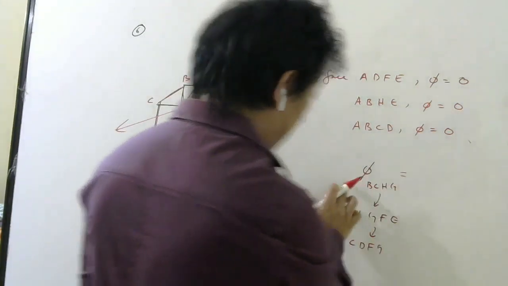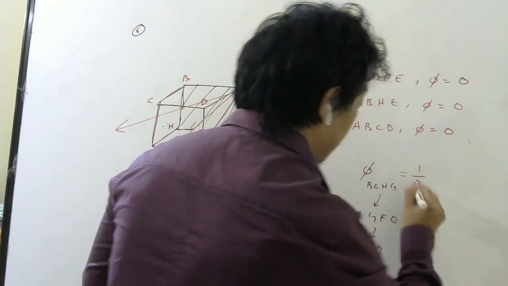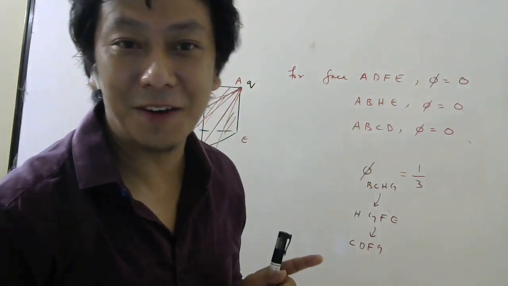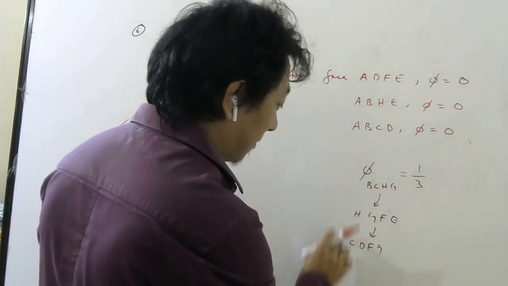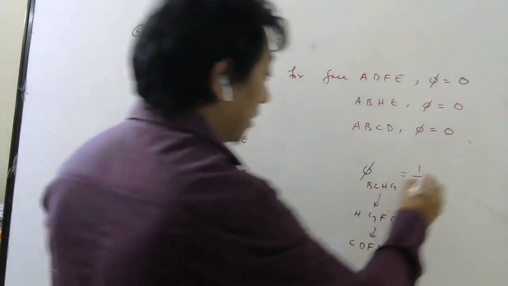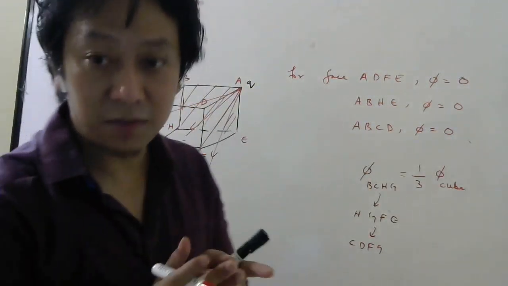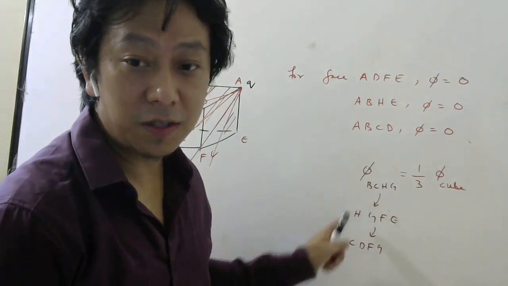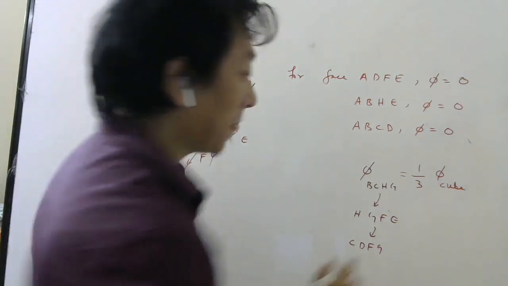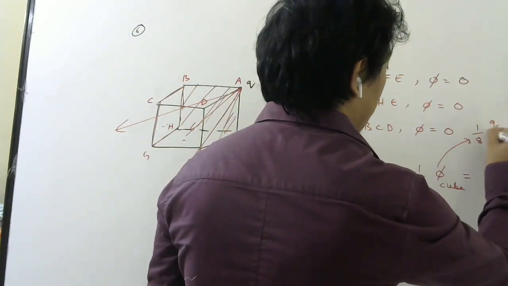Each one of them, since it is the same distance from this and this, so it will be 1/3, not 1/6, because these three faces are useless to calculate the flux. So flux through any face which is not having charge at the corner will be 1/3 of flux through the cube, because out of the 6 faces in the cube, only 3 faces are useful to calculate the flux and 3 faces are not useful. And what was the flux through the cube? It was 1/8 of q by epsilon naught.